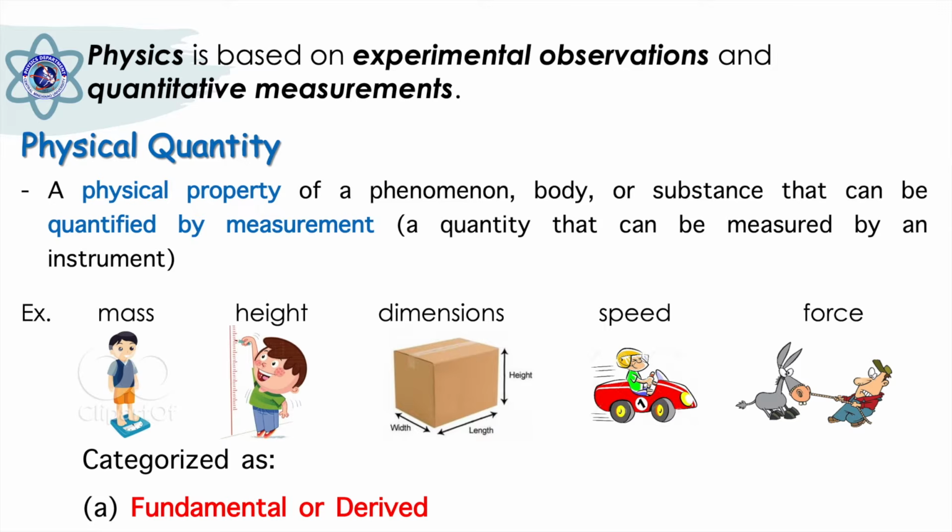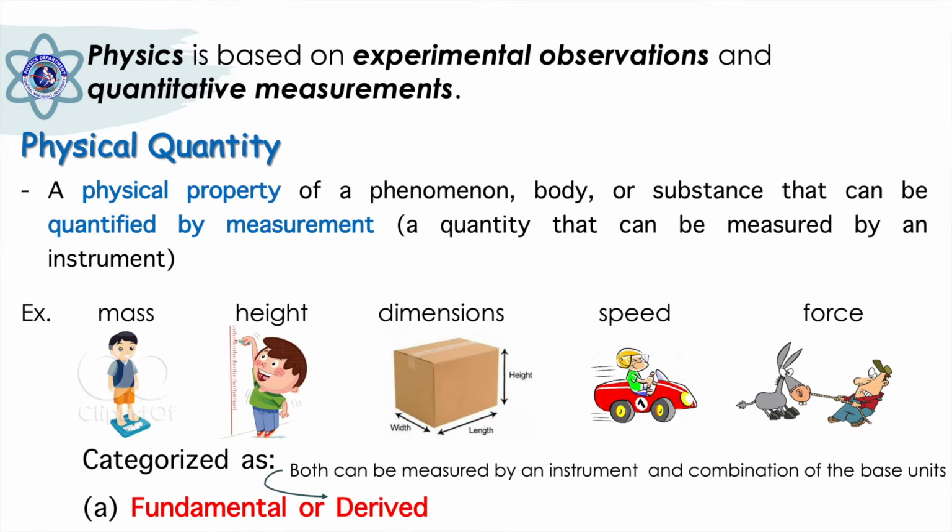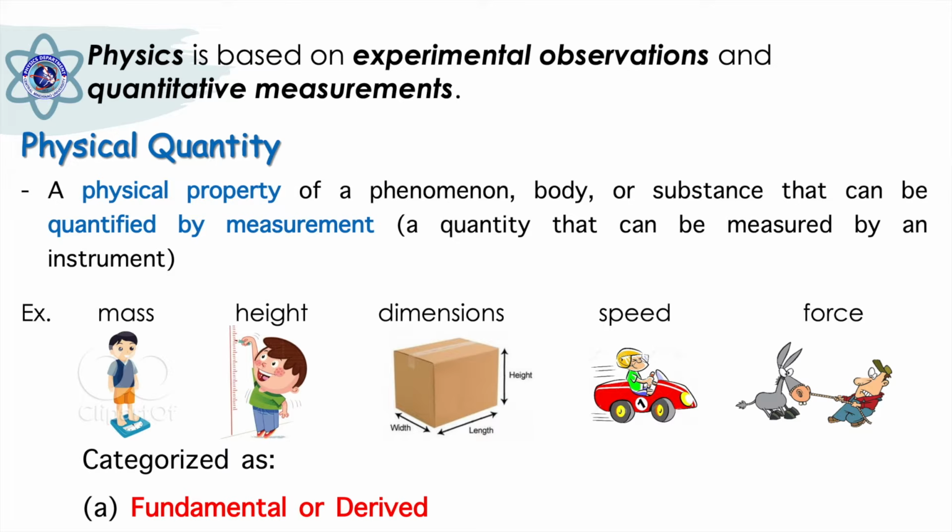It can be categorized as a fundamental or derived physical quantity. When we say fundamental, it's base units. It can only be measured using an instrument. On the other hand, a derived physical quantity can be measured by an instrument or expressed as combinations of the base units. For example, mass is a fundamental physical quantity. Of course, you need a weighing scale in order to get your mass. Height is a fundamental physical quantity. You need a measuring tool to get your height.